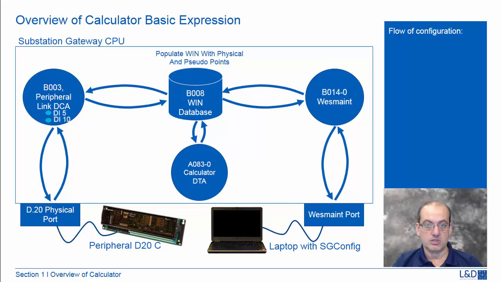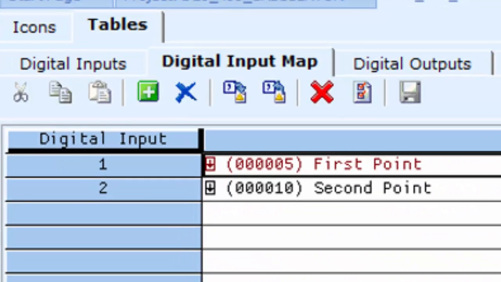So now we've got the first point and the second point, which are point numbers 5 and 10, available in my B003. From the B003, they get mapped into B008 automatically because it's our application. There is no need for you to do that configuration in the B008. Now that the points are available in B008, we can put them into the mapping table of the calculator, which is the digital input map table of calculator. So we're going to go into the digital input map table of calculator and place those 2 points.